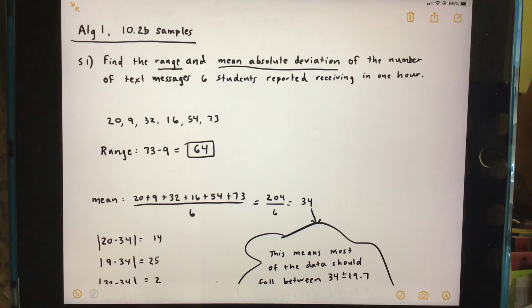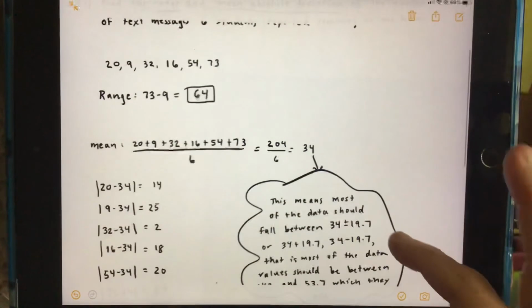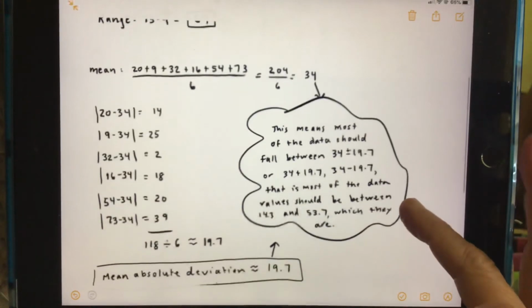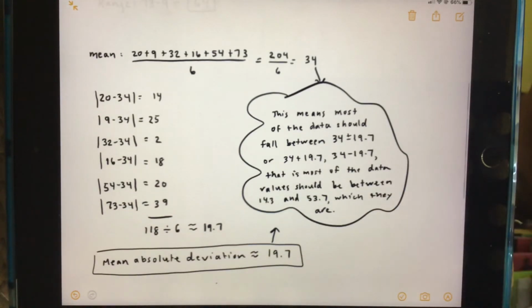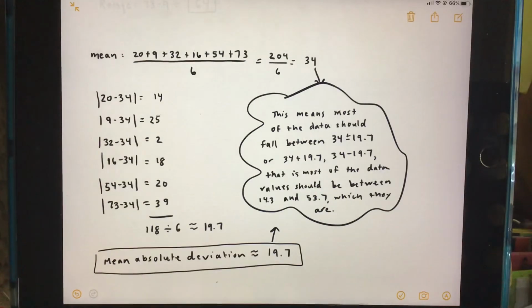So to figure out that answer, first, of course, you are going to find the mean, or the average of your data set. So that would be adding all of the values in your data set, 20 plus 9 plus 32 plus 16 plus 54 plus 73, and dividing that by the number of values in your data set. There's 6. So divide by 6. 204 divided by 6 is 34. So the mean of this data set is 34. So the number of text messages on average that were sent in 1 hour were 34, knowing that the smallest number was 9 and the largest number was 73.